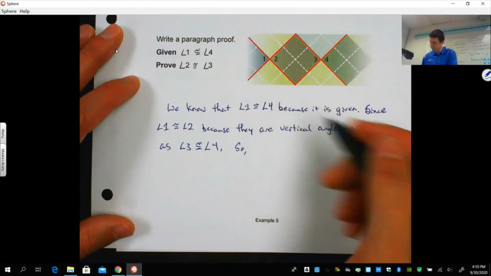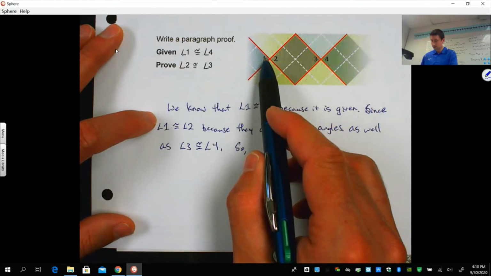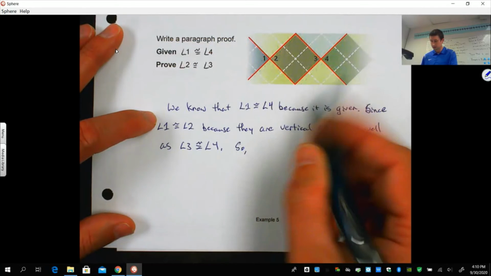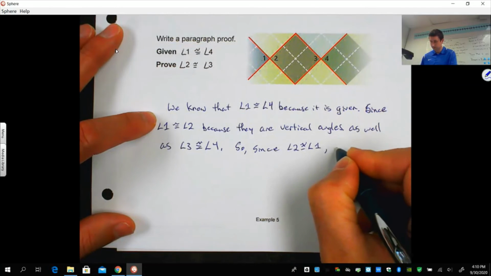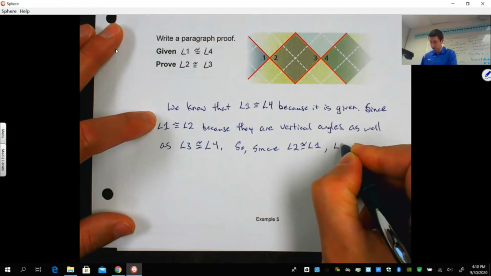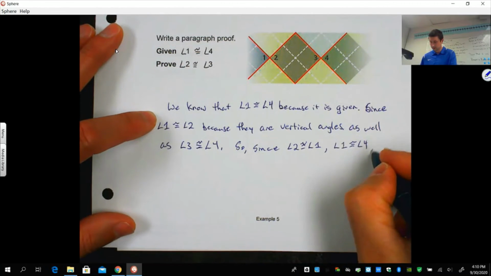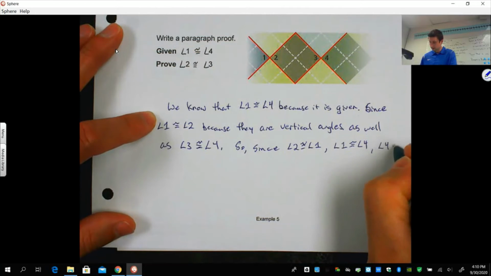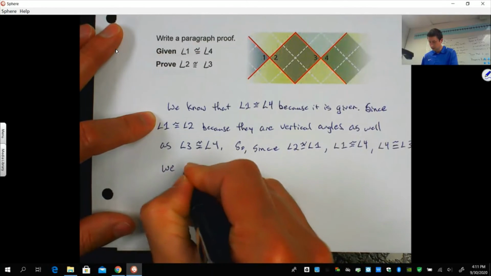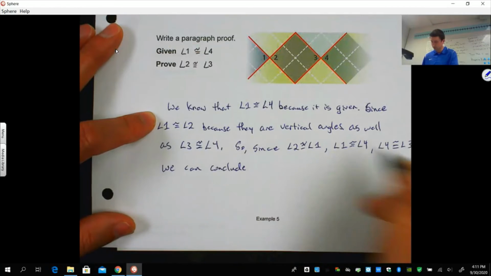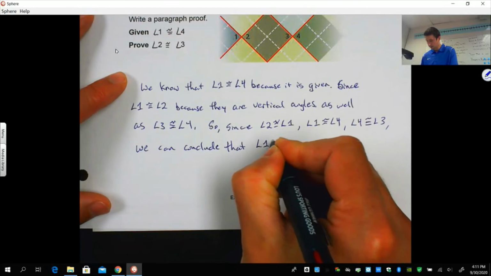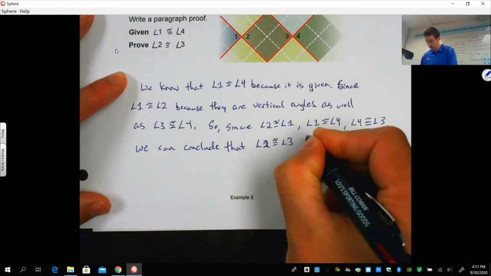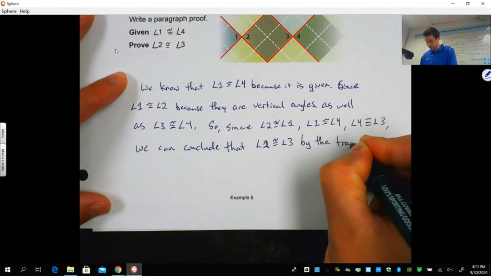So, therefore, since 2 is congruent to 1, and 1 is congruent to 4, and 4 is congruent to 3: since angle 2 is congruent to angle 1, vertical angles, angle 1 is congruent to angle 4, given, angle 4 is congruent to angle 3, vertical angles, we can conclude, as a lawyer wrapping up your final defense, that angle 2 is congruent to angle 3 by the transitive property.